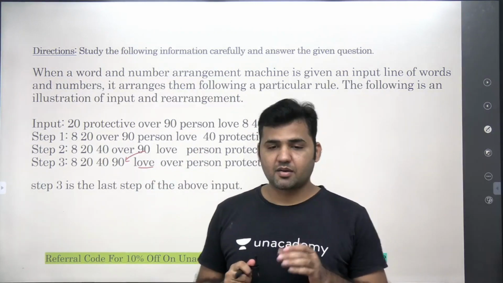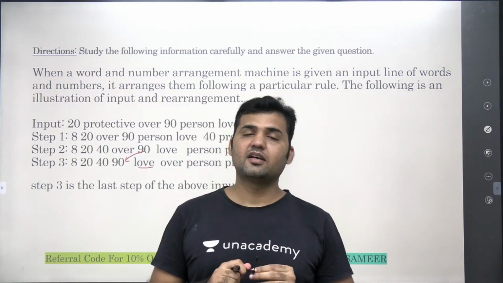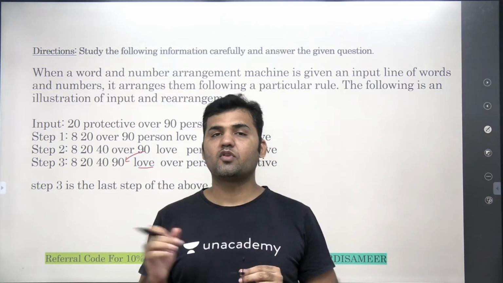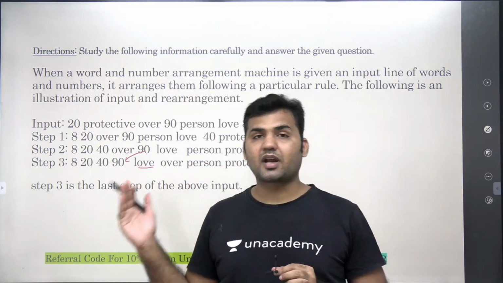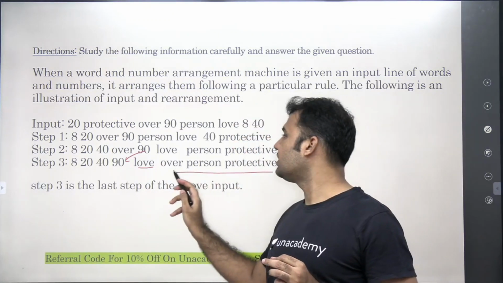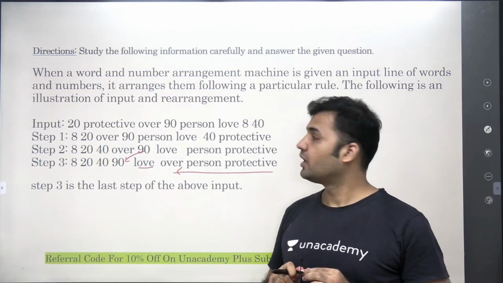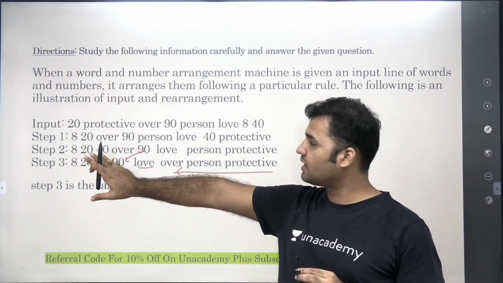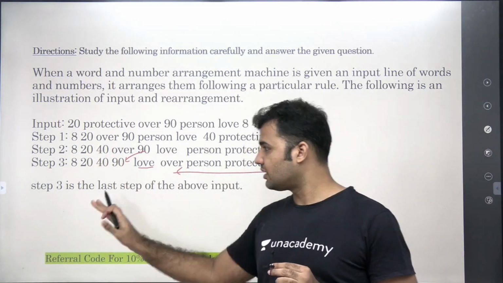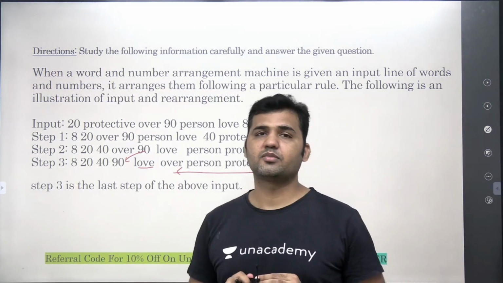So the rules are: numbers are supposed to be on the left hand side, words are supposed to be moved on the right hand side, numbers are supposed to be in increasing order, and words from right to left are supposed to be in decreasing order. Finally, once you get this arrangement, the machine stops working. This is your last step of the above input.